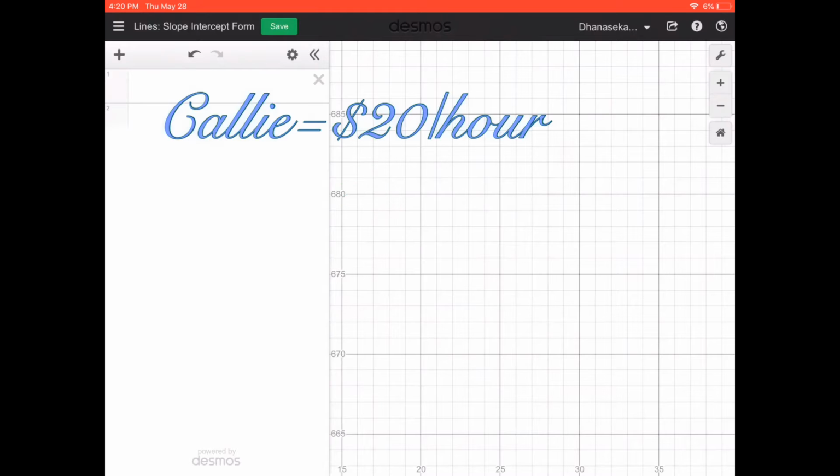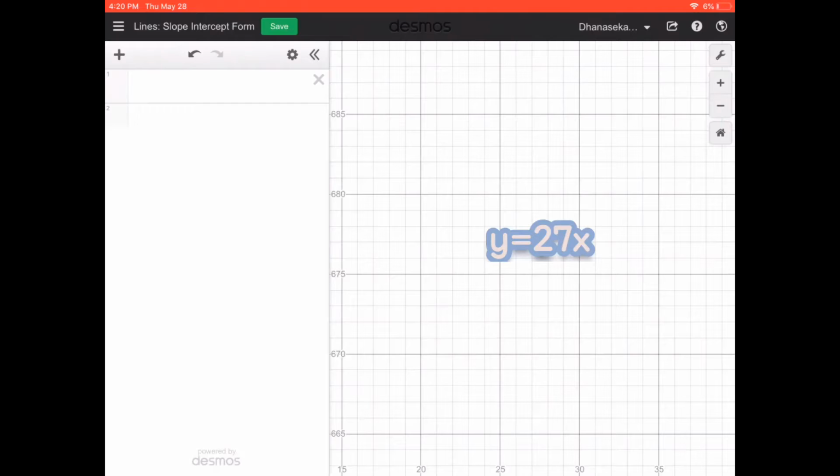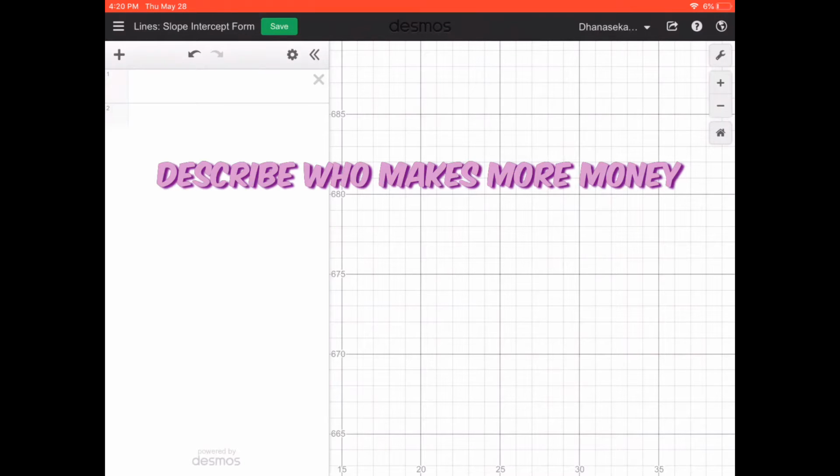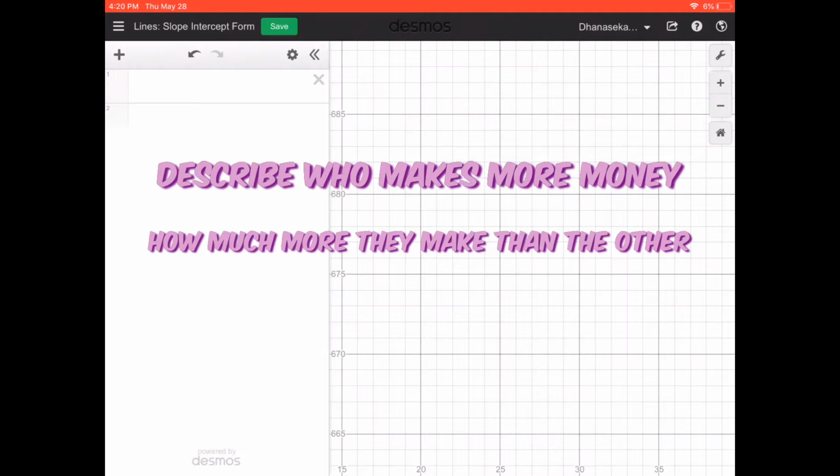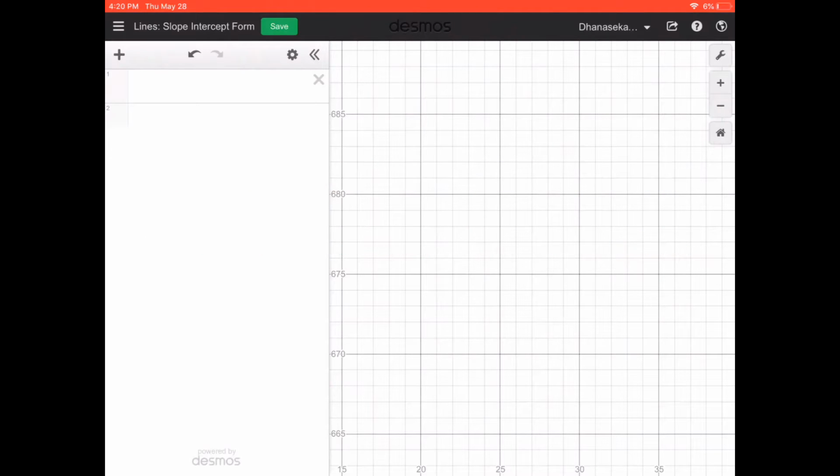Callie makes $20 an hour cleaning. The equation y equals 27x represents how much Dan makes per hour. How much more does the person making more money make than the other person within 25 hours of work? Describe who makes more money as well. If you were confused in that last part, it's basically saying describe who makes more money and how much more the person makes than the other person.